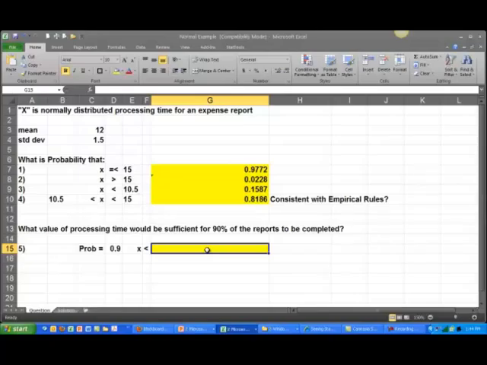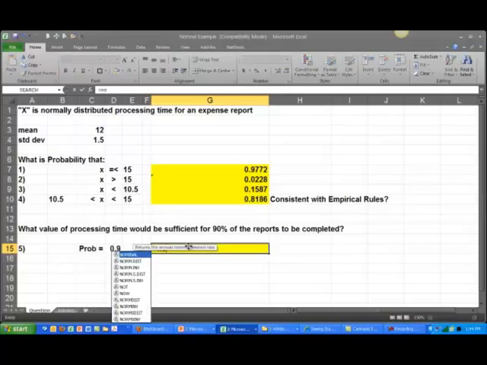That I could say 90% of all expense reports, of all values of X, are going to be less than a certain amount. Well, I'd be putting in a cumulative probability of 90% from a time of effectively 0 up to some value. And the probability, the area under the curve to the left of that value, is going to be 90%. Well, I want to go back and figure out what that value is. And that's where I can use this norm inverse function.